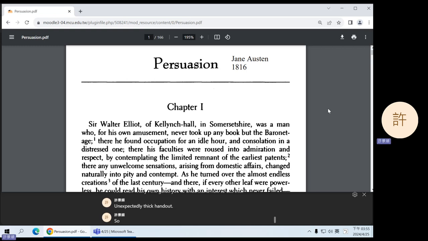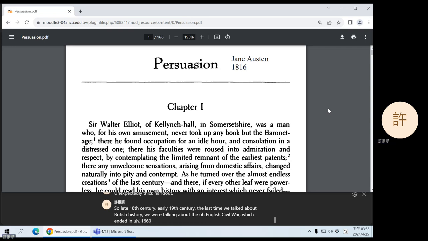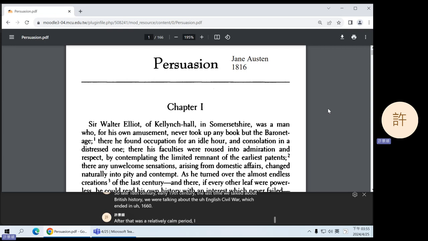So, late 18th century, early 19th century. The last time we talked about British history, we were talking about the English Civil War, which ended in 1660. After that was a relatively calm period in the domestic sphere. Most of Britain's energy was spent on expansion and empire, exploring the world, becoming a naval power. However, a couple of very important events happened in the 18th century that is related to this time period.